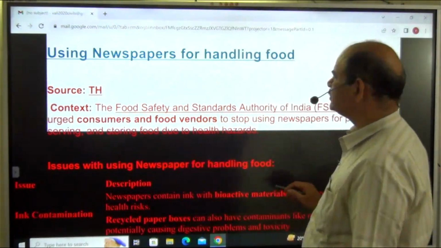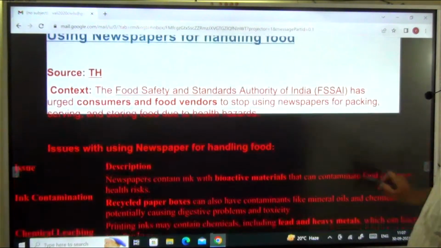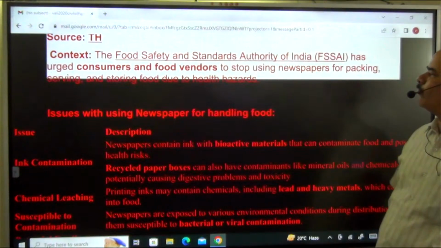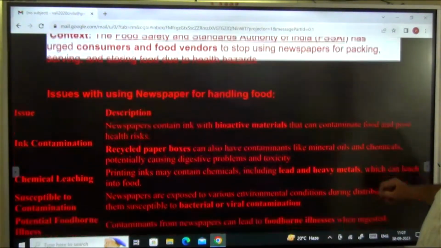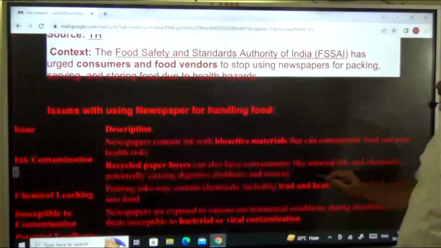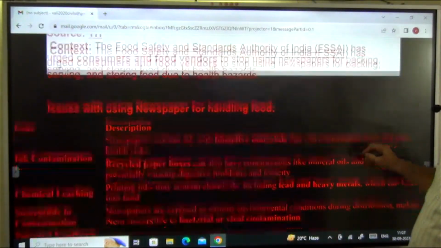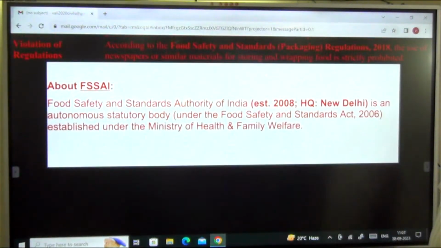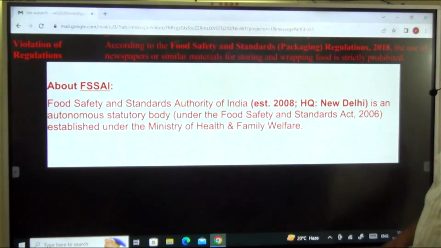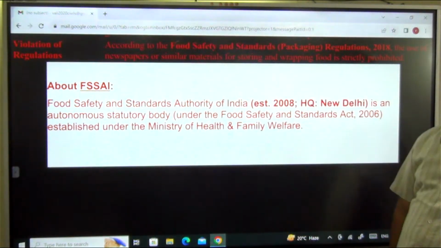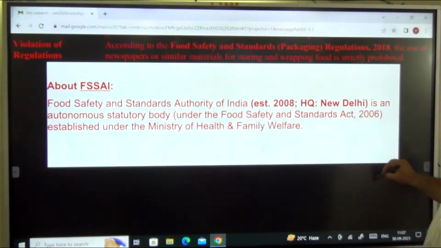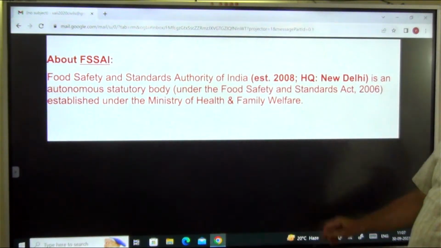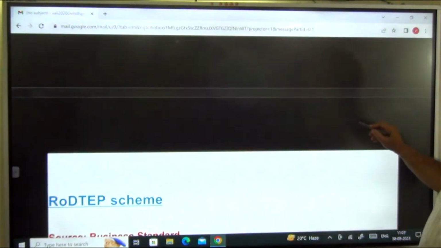The Food Safety and Standards Authority of India has urged consumers and food vendors to stop using newspapers for packing, because it will contain chemicals which may cause harm to mankind. Food Safety and Standards Authority of India, established 2008. Remember the establishment year. Headquartered in New Delhi, it is an autonomous statutory body under the Food Safety and Standards Act 2006. Remember this. Established under the Ministry of Health and Family Welfare.